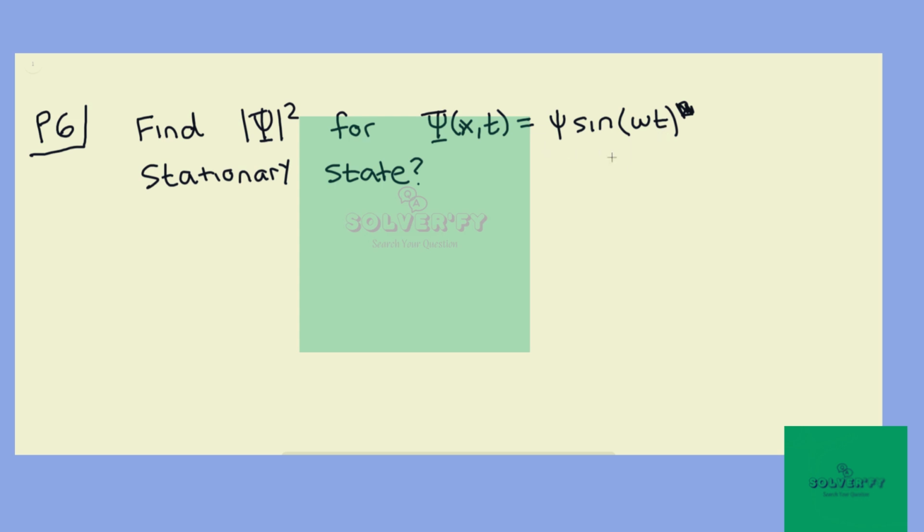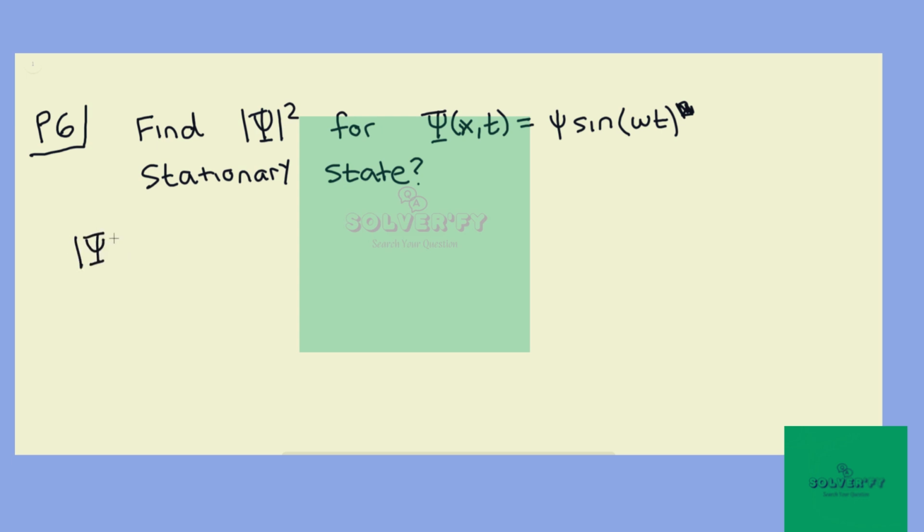We're asked to find the square, and we can assume that this amplitude, little psi, is just a function of x only, not a function of time. And after we find this square of the wave function, we're asked if this is a stationary state. And recall that a stationary state is defined as one in which all the observables we could collect from it are time independent. So let's first take this square.